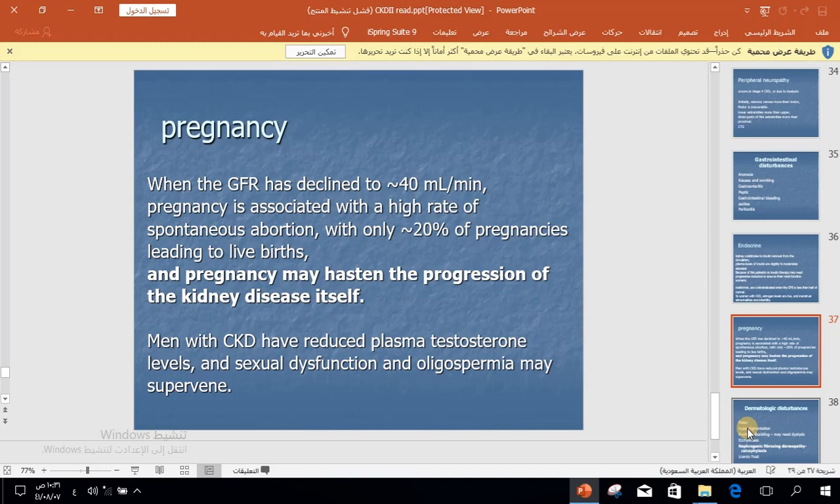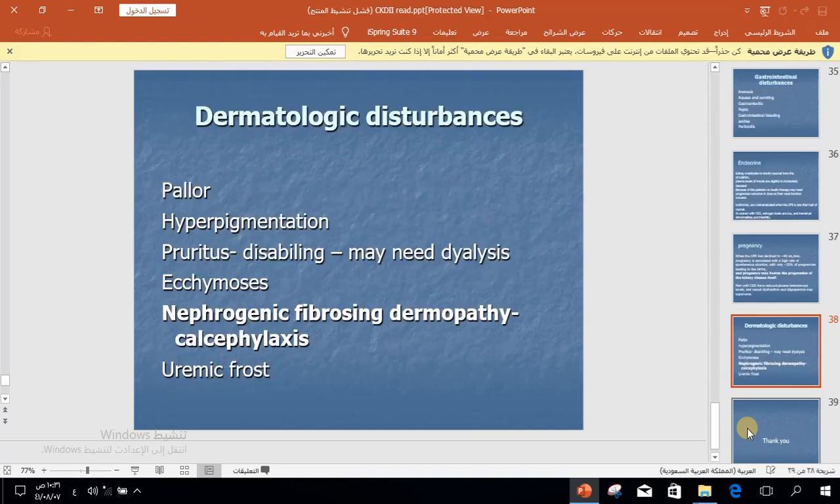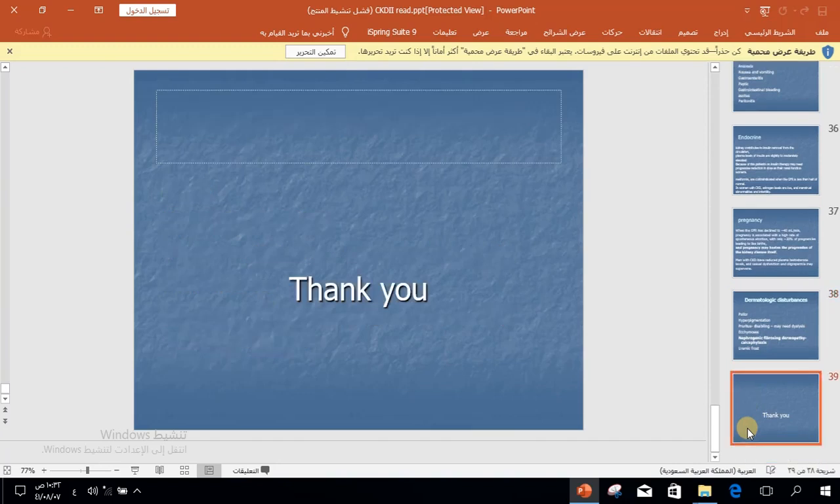Men can have reduced plasma testosterone levels, sexual dysfunction, and oligospermia, and they can have gynecomastia. Females can have breast atrophy. Dermatological disturbances include pallor, hyperpigmentation, and pruritus, which can be so disturbing that it even leads patients to commit suicide, and the only solution is dialysis. Also ecchymosis, nephrogenic fibrosing dermatopathy, which we call calciphylaxis, and uremic frost.